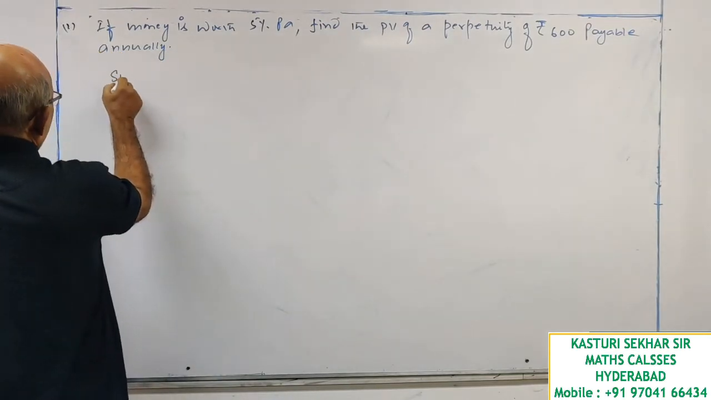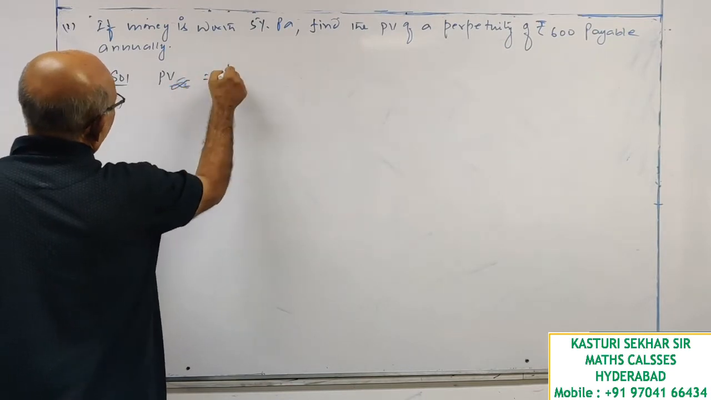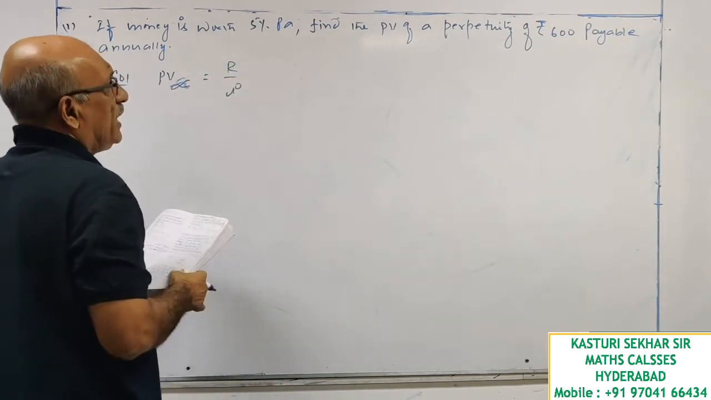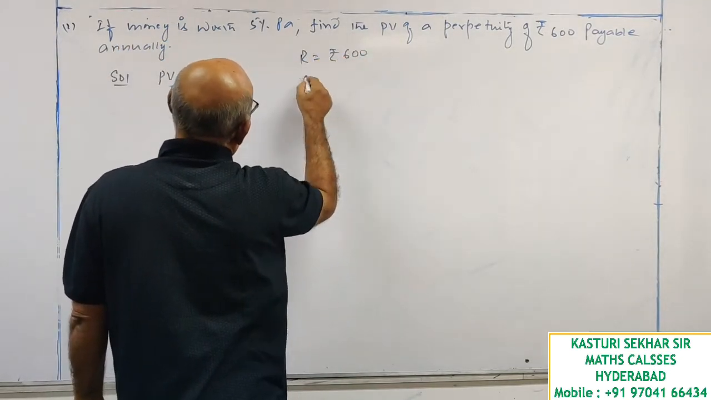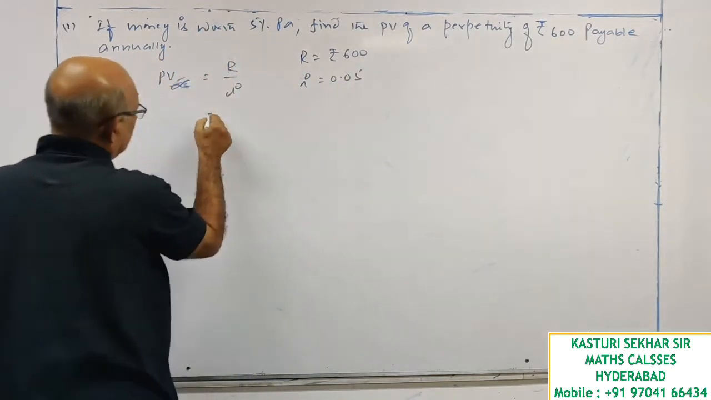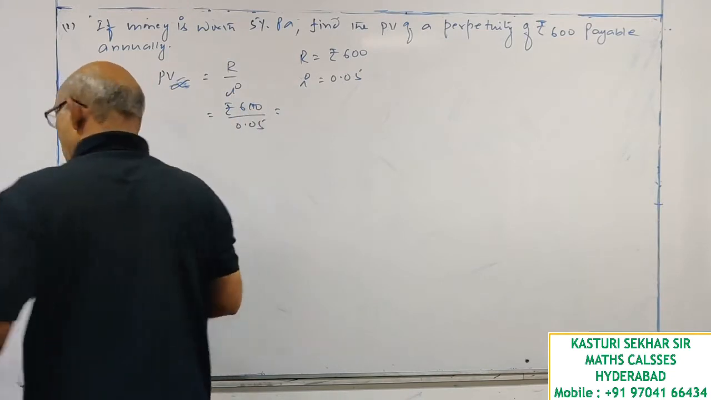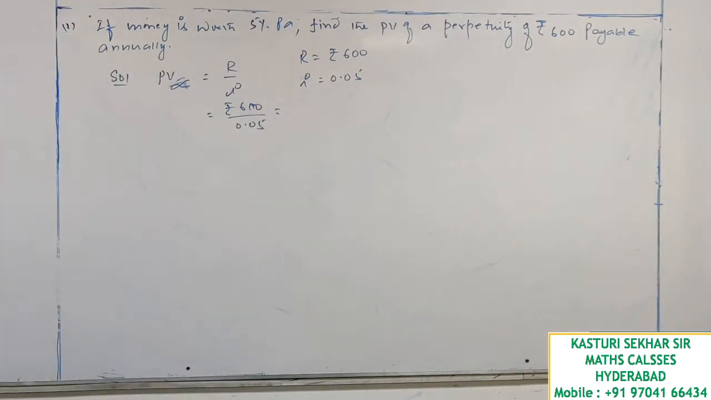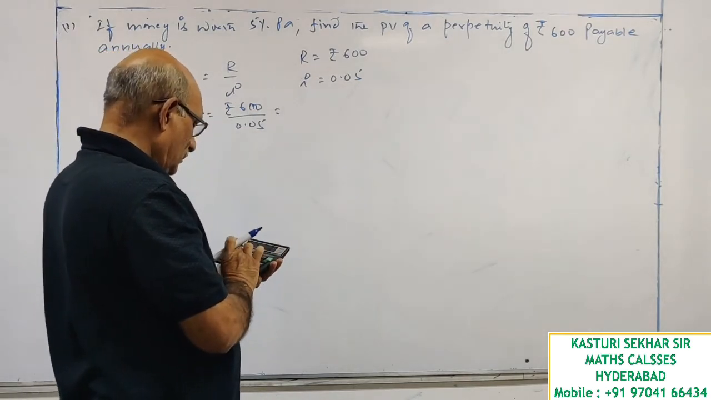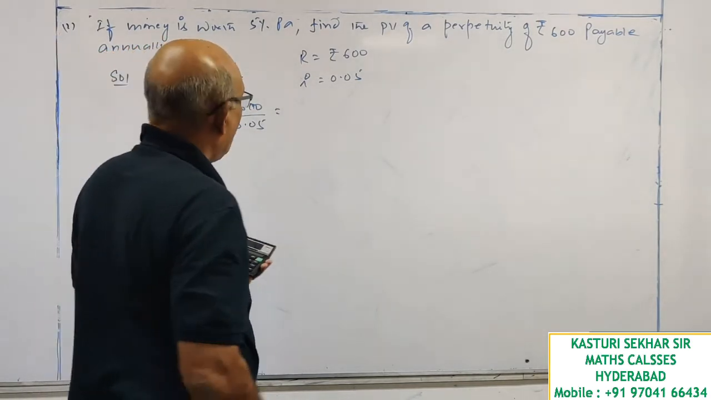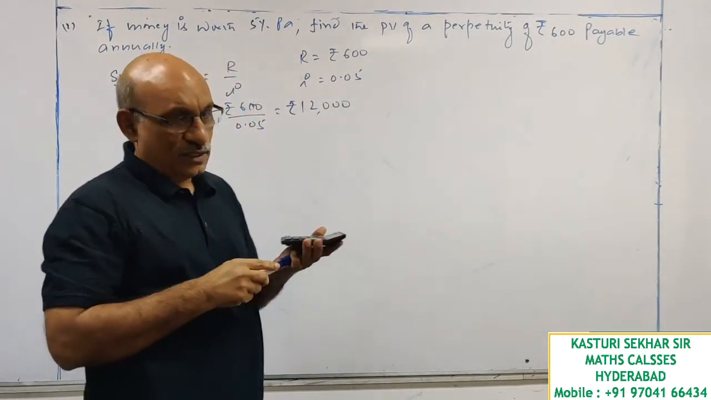So, present value of perpetuity is equal to R by I. Here R is equal to rupees 600. I is equal to 0.05. It is rupees 600 divided by 0.05, which is rupees 12,000.